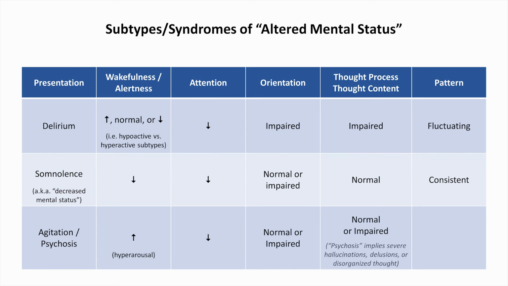The use of the term psychosis rather than agitation specifically implies the patient is experiencing prominent hallucinations, delusions, and/or disorganized thought, such as incoherent rambling. In most contexts, the use of the word psychosis does not imply that the patient necessarily has an underlying primary psychiatric disease. The pattern of abnormalities in states of agitation and psychosis can be either fluctuating or consistent depending on the underlying cause. As you may have already noticed, there may be relatively little clinical distinction between hyperactive delirium and a fluctuating psychosis.